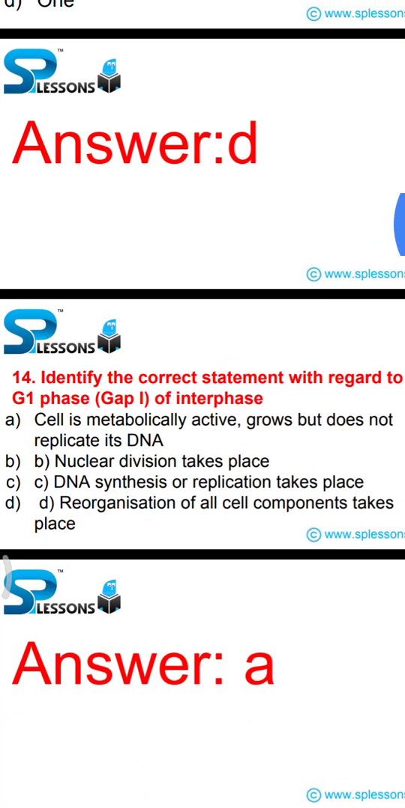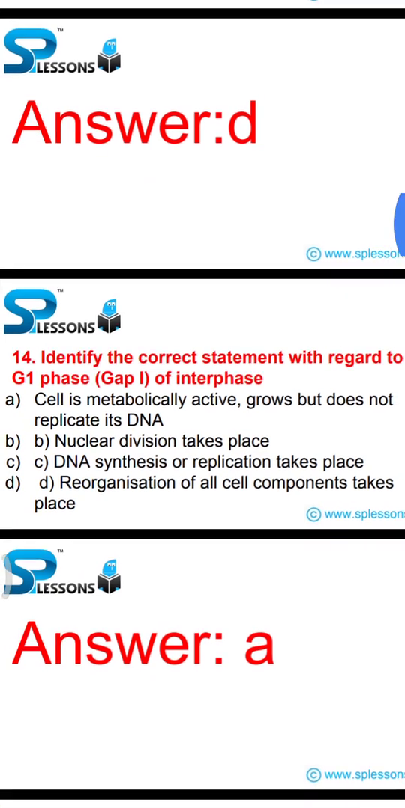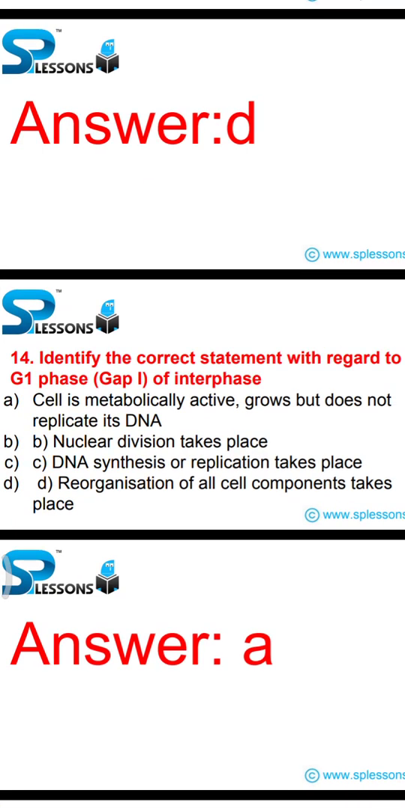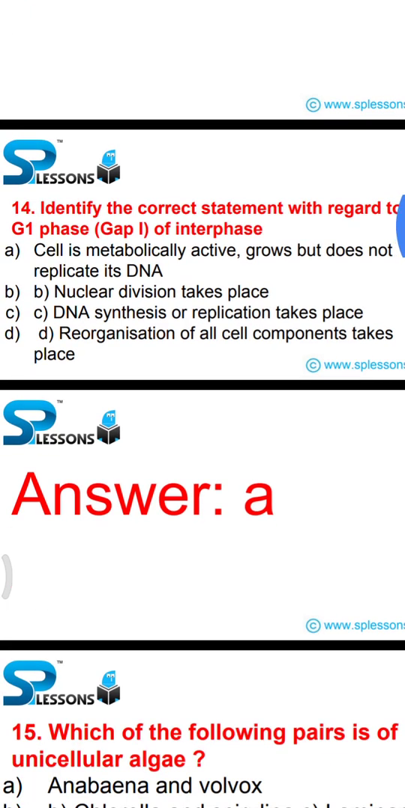Identify the correct statement with regard to G1 phase, that means gap 1 of interphase. Option A, cell is metabolically active, grows but does not replicate its DNA. Option B, nuclear division takes place. Option C, DNA synthesis or replication takes place. Option D, reorganization of all cell components takes place. And the answer is option A, cell is metabolically active, grows but does not replicate its DNA.